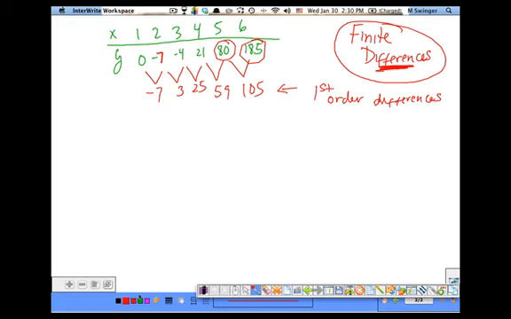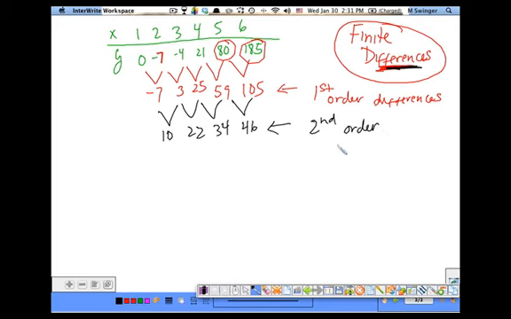Okay, we're going to do it again. Do these two. So 3 minus negative 7, 3 plus 7, 10. 25 minus 3, 22. 59 minus 25 gives us 34. And 105 minus 59 gives us 46. Alright, so this is the second time we subtracted. We have found the differences. So this is called our second order differences.